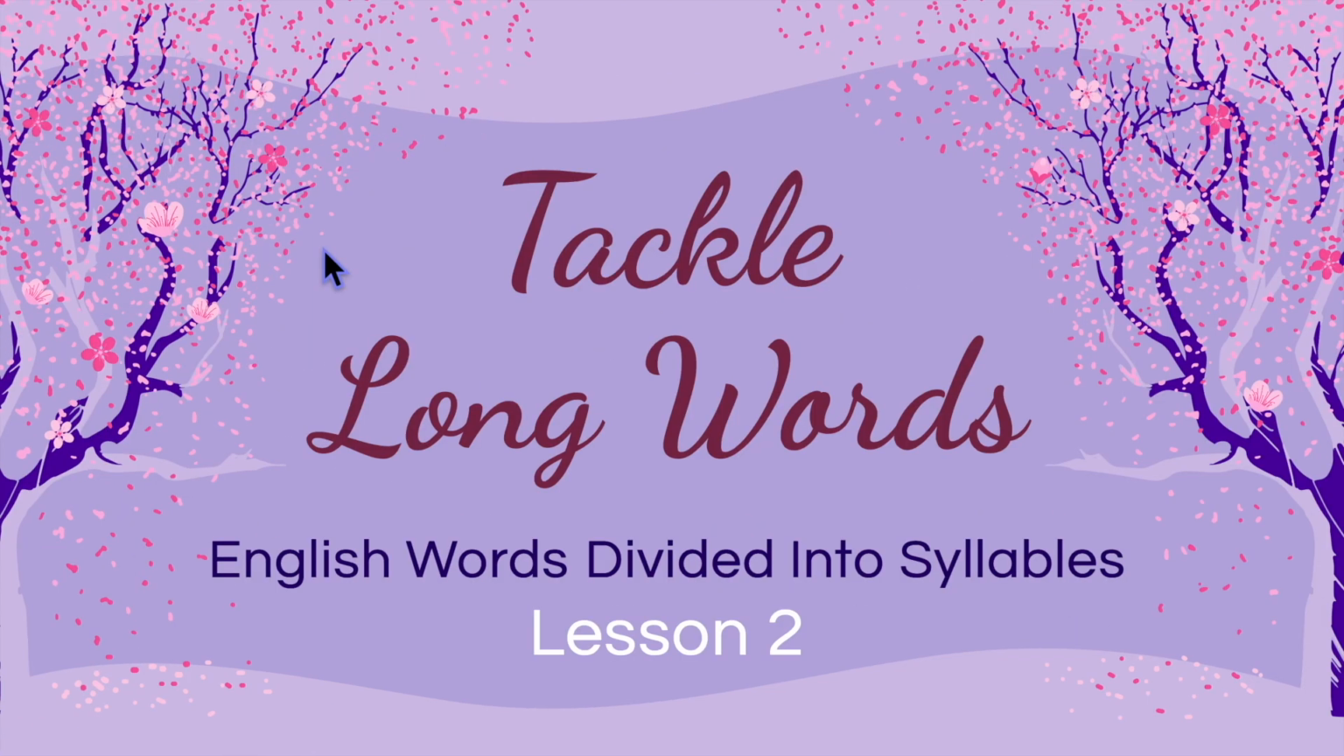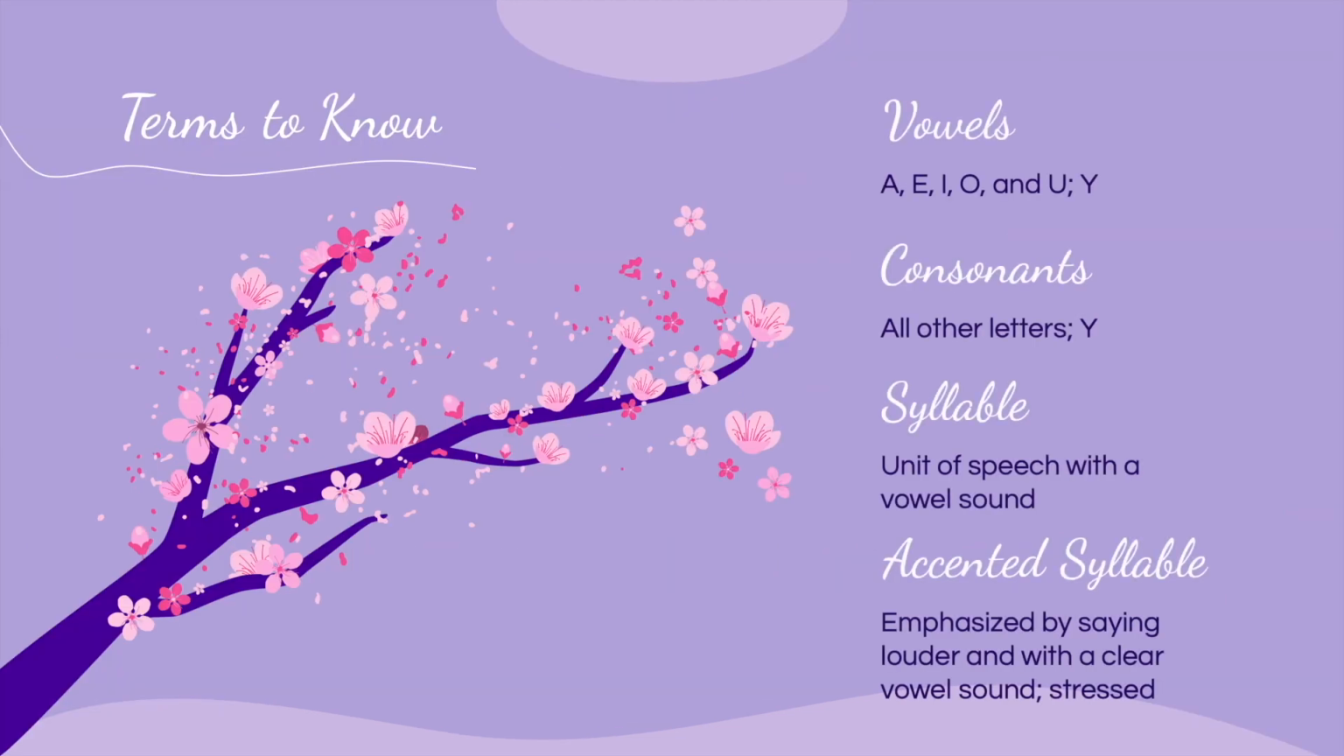Let's learn how to tackle reading long words. There are some things you need to know before we go on. A, E, I, O, and U are all vowels. Y is a vowel when it uses its sounds of I, E, or I. The consonants are the rest of the letters, and Y when it has its sound of Y.